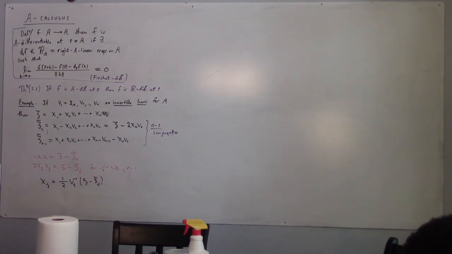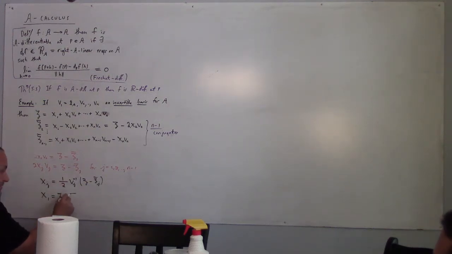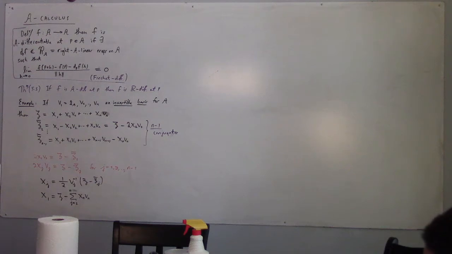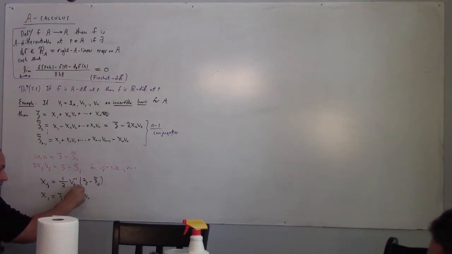How about x1? We're solving for x1. x1 is equal to what? x1 is equal to zeta minus the sum, j equals 2 to n, of xj vj. But of course, you can see that you can take this right here and plug it in.